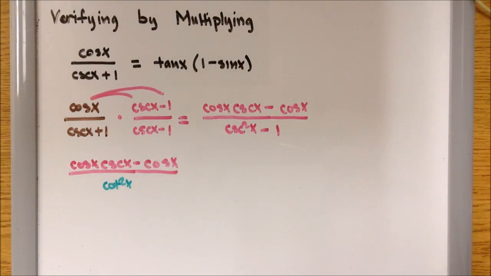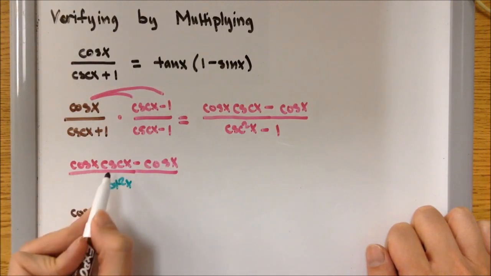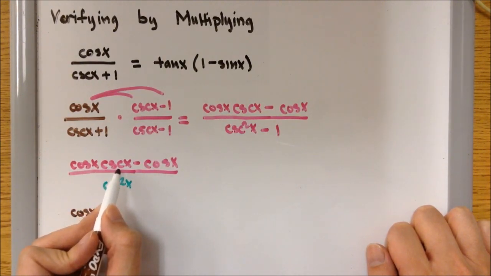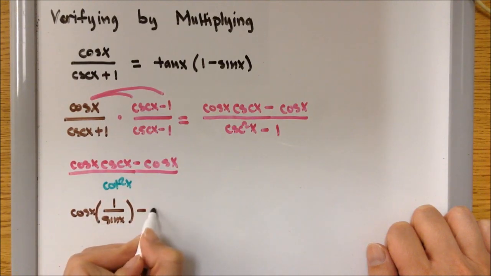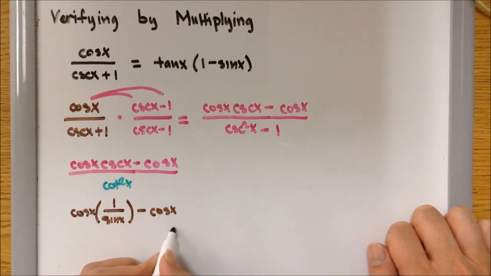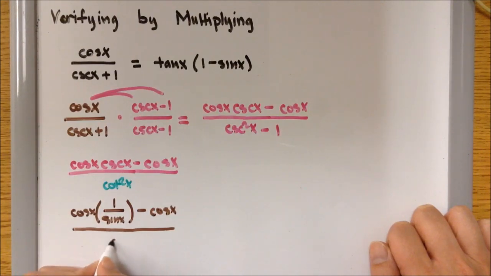Now, what we're going to do is rewrite it in terms of sine and cosine. So, cosine of x times, we're going to apply the reciprocal identity on cosecant of x, which will become 1 over sine of x, minus cosine of x all over. Now we're going to apply the quotient identity on cotangent square x, which will become cosine square x over sine square x.